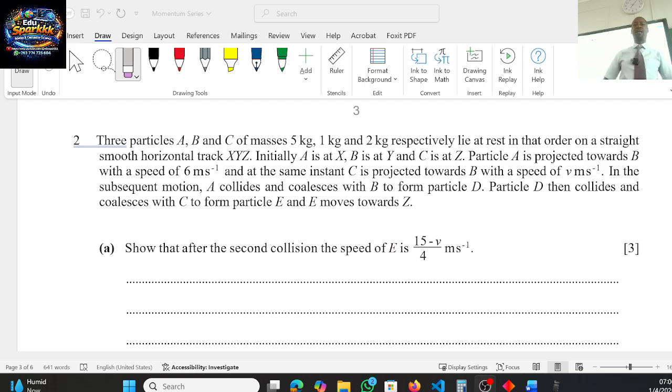Okay, once again, folks, welcome to the second problem centered around momentum. So have a look at this problem. Three particles A, B, and C of masses 5 kilograms, 1 kilogram, and 2 kilograms respectively. They lie at rest in that order.